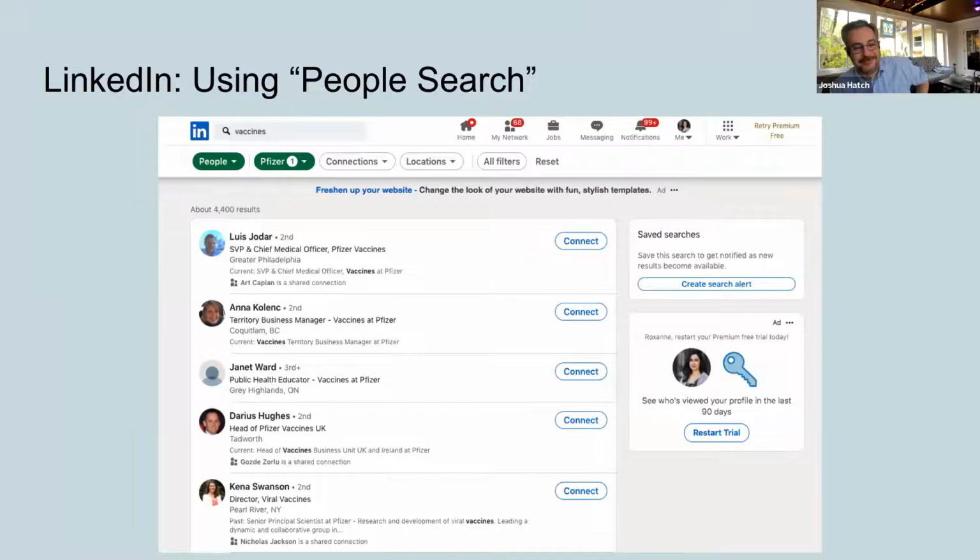So LinkedIn is, how do I put this? LinkedIn is not the most glamorous of social media websites, but that doesn't mean it's not a great one, especially for industry or for finding sources.